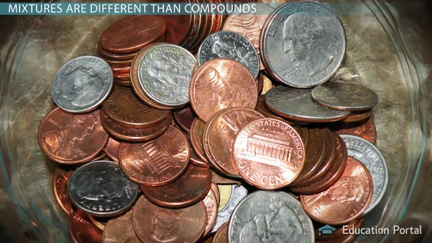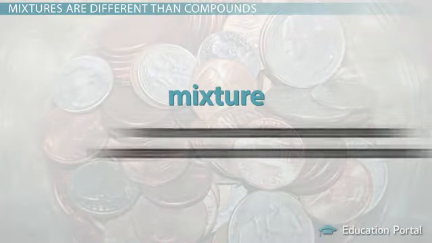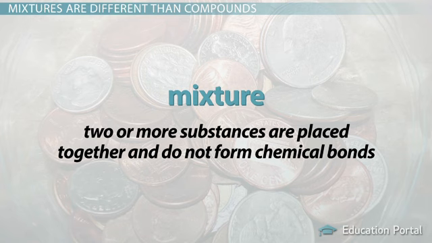Be sure not to confuse a chemical compound with a mixture. A mixture is when two or more substances are placed together and do not form chemical bonds. All elements involved in a mixture keep their own chemical identities.